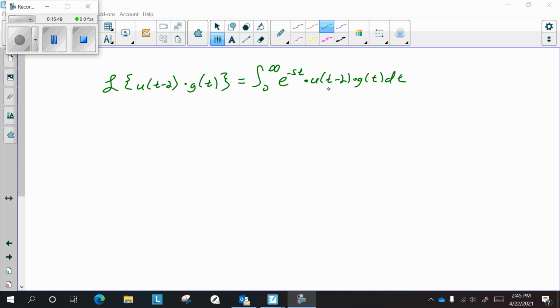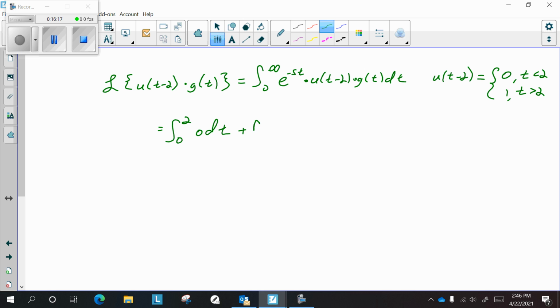Let's look at what our step function does for us. Keeping in mind that u of t minus 2 is the step function that is 0 when t is less than 2 and 1 when t is greater than 2. So from 0 to 2, it's e to the negative st times 0 times whatever our function is. Well, anything times 0 is 0. And then we go from 2 to infinity. In this case, u is 1, so it's e to the negative st times 1 times g of t dt. So the first integral, when we integrate 0, is just 0.